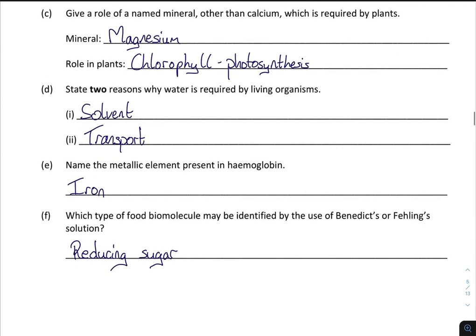Name a metallic element present in hemoglobin, so that's your iron, and that has an affinity for oxygen, so it helps transport oxygen. And finally for F, which type of food biomolecule may be identified by using the Benedict's or Fehling's solution? So that's your reducing sugar.